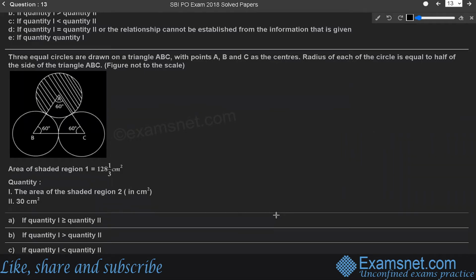So, if the area of shaded region 1 is equal to 128 1 by 3, then we can say that quantity 1 is greater than or equal to quantity 2. So, the correct option will be option number A here.